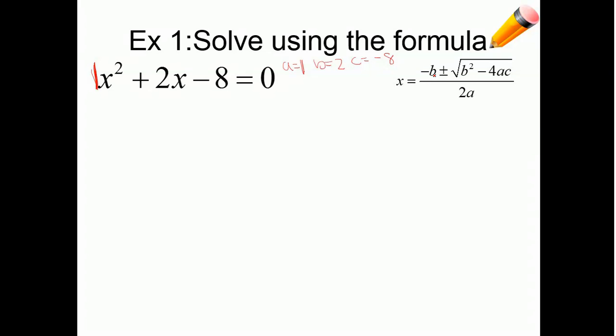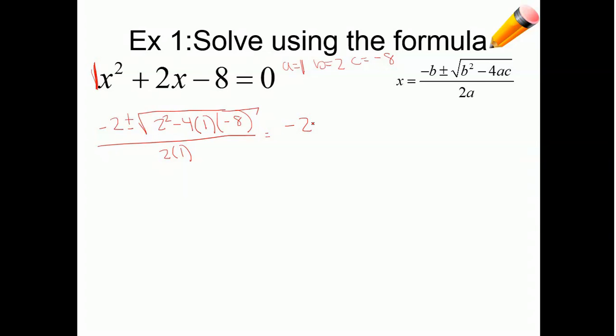Well, B is 2, so I'm going to have negative 2 plus or minus the square root of B squared, which is 2 squared, minus 4 times my A, which is 1, times my C, which is negative 8. And then I'm going to divide by 2 times A, which is 1. Notice I didn't do any multiplication. I like to make sure I write it down first and then I multiply everything inside.